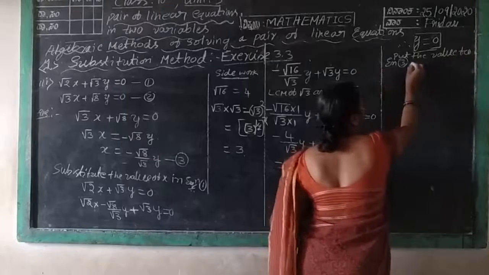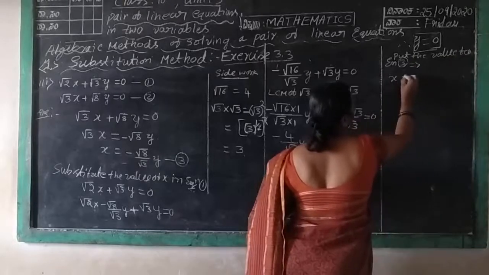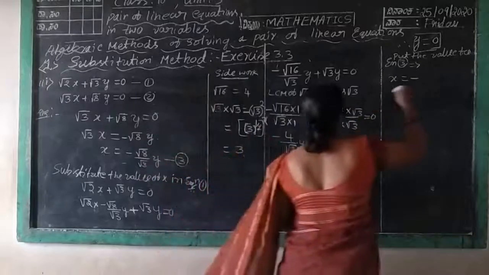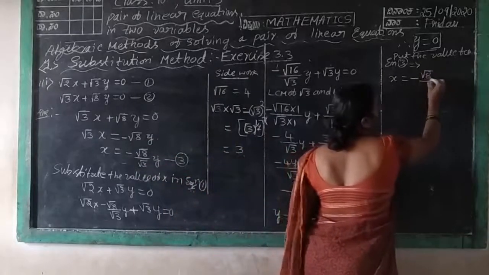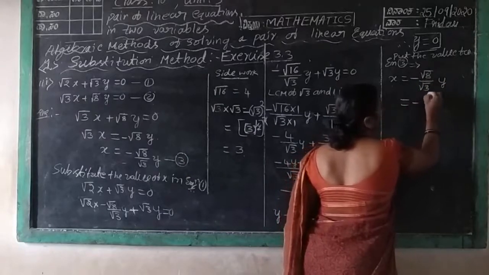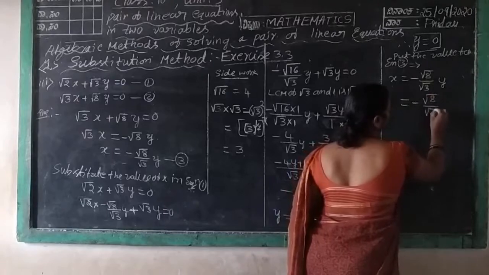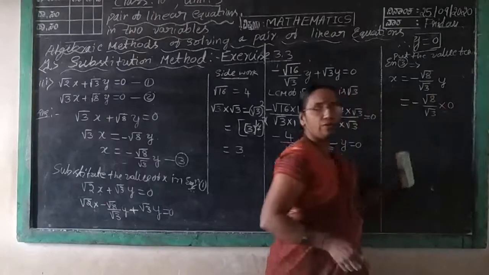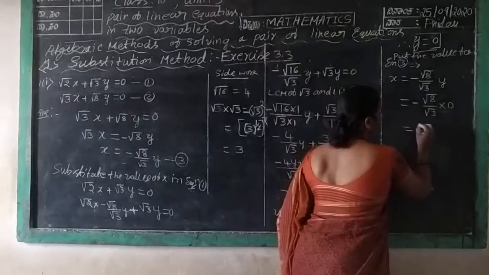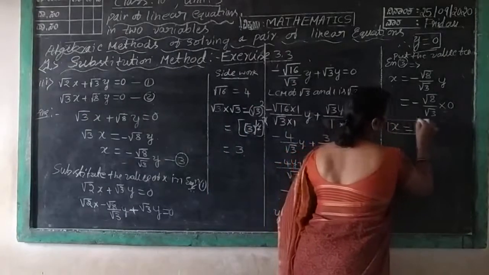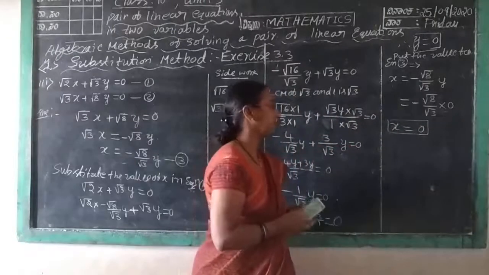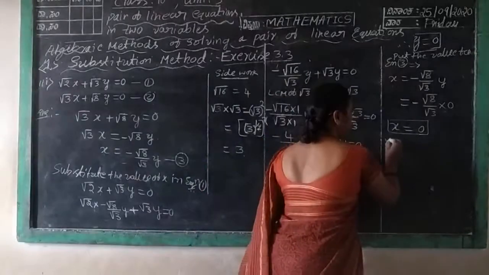Equation 3 becomes x is equal to minus root 8 by root 3 y. Since the y value is 0, that becomes 0, because any number multiplied by 0 gives 0. Then verify the answer.